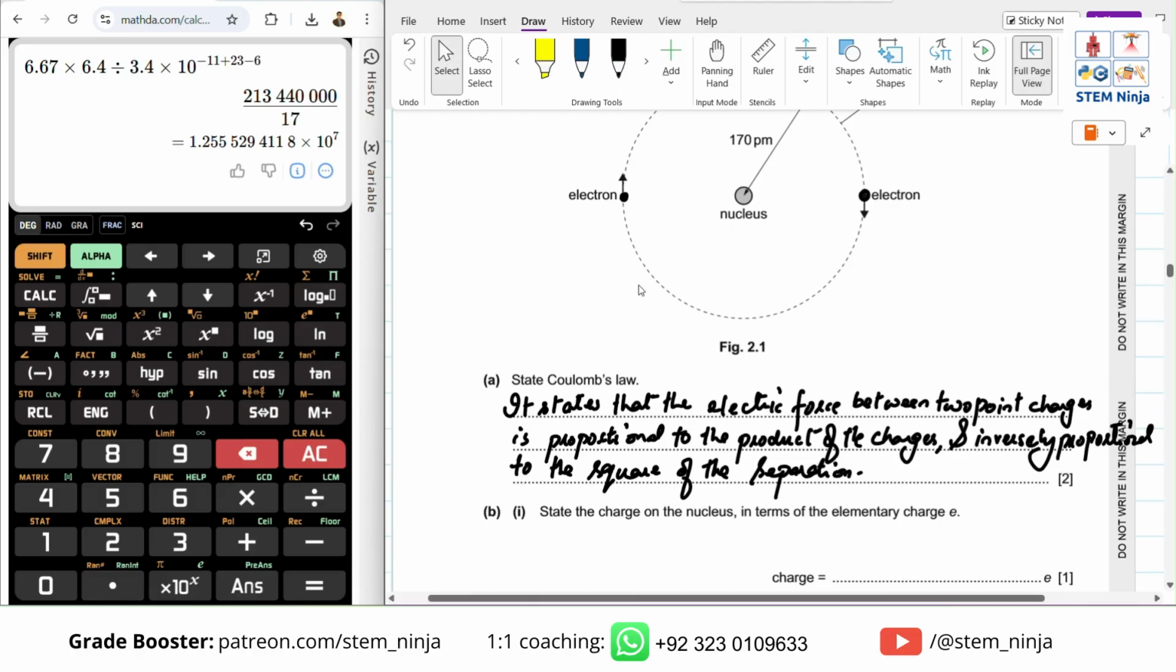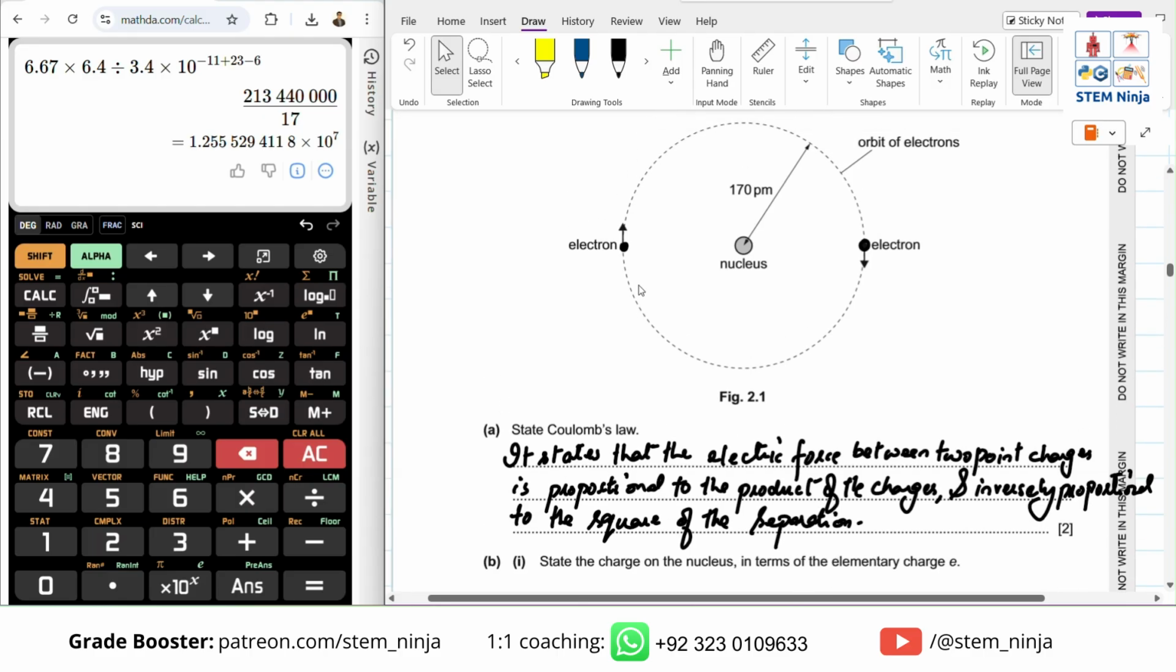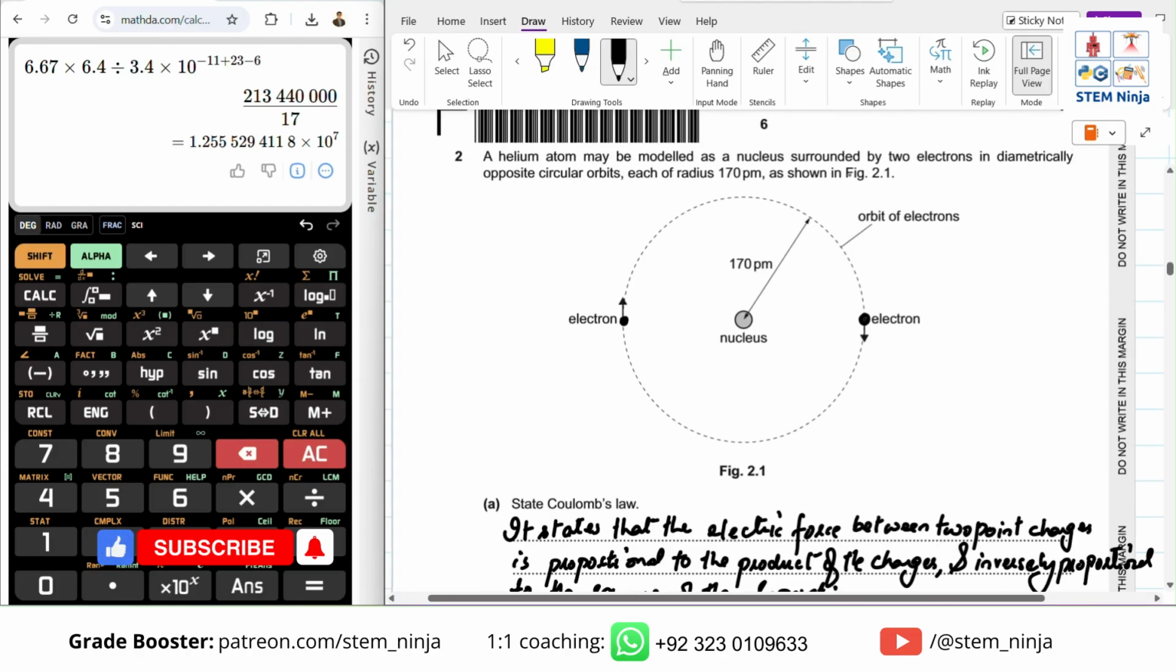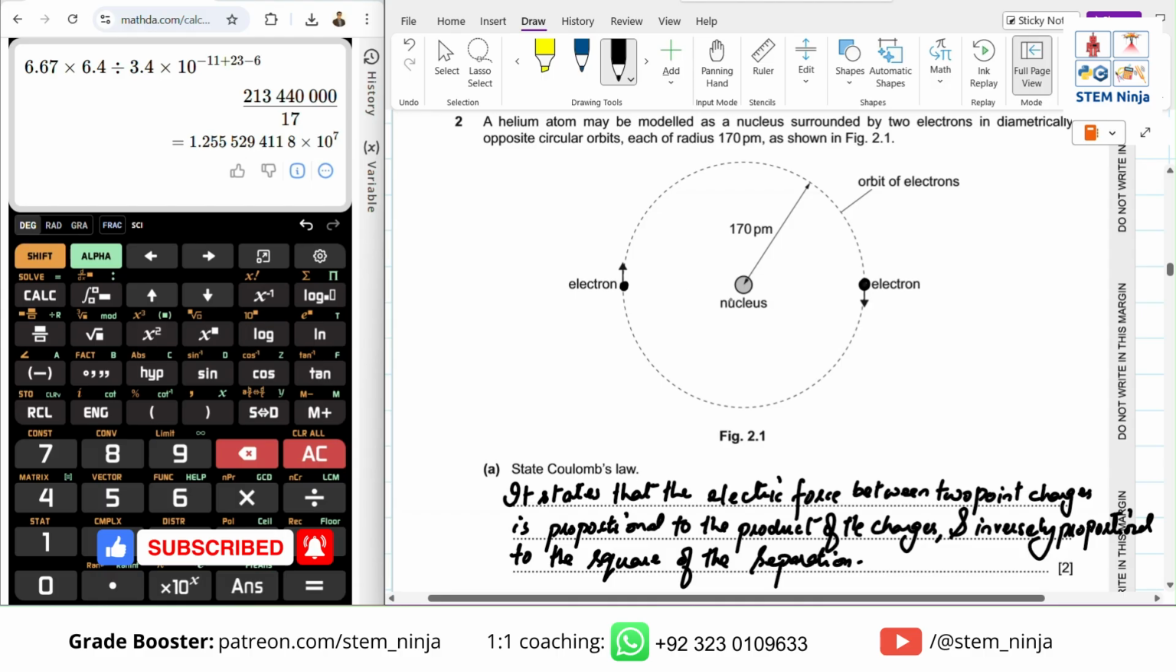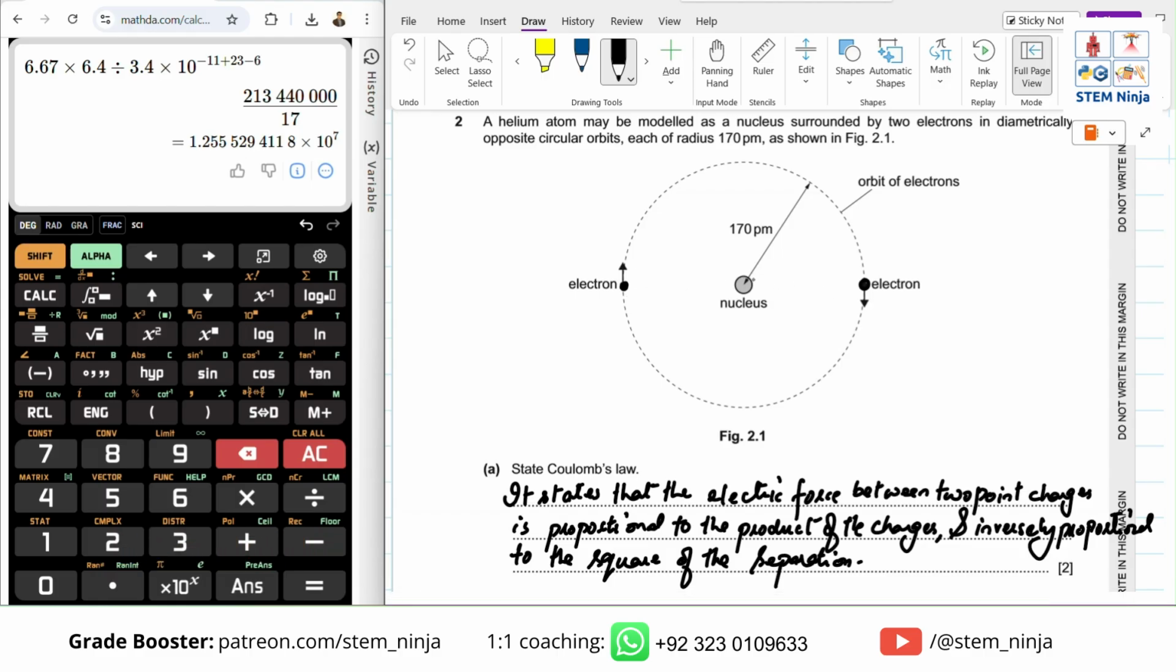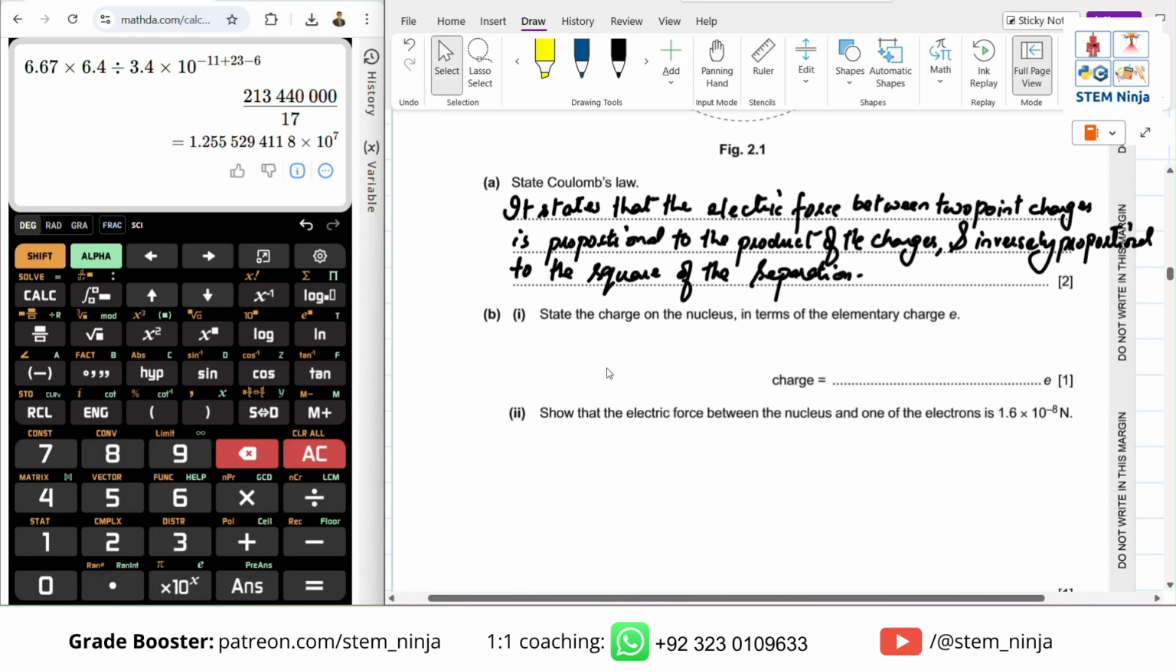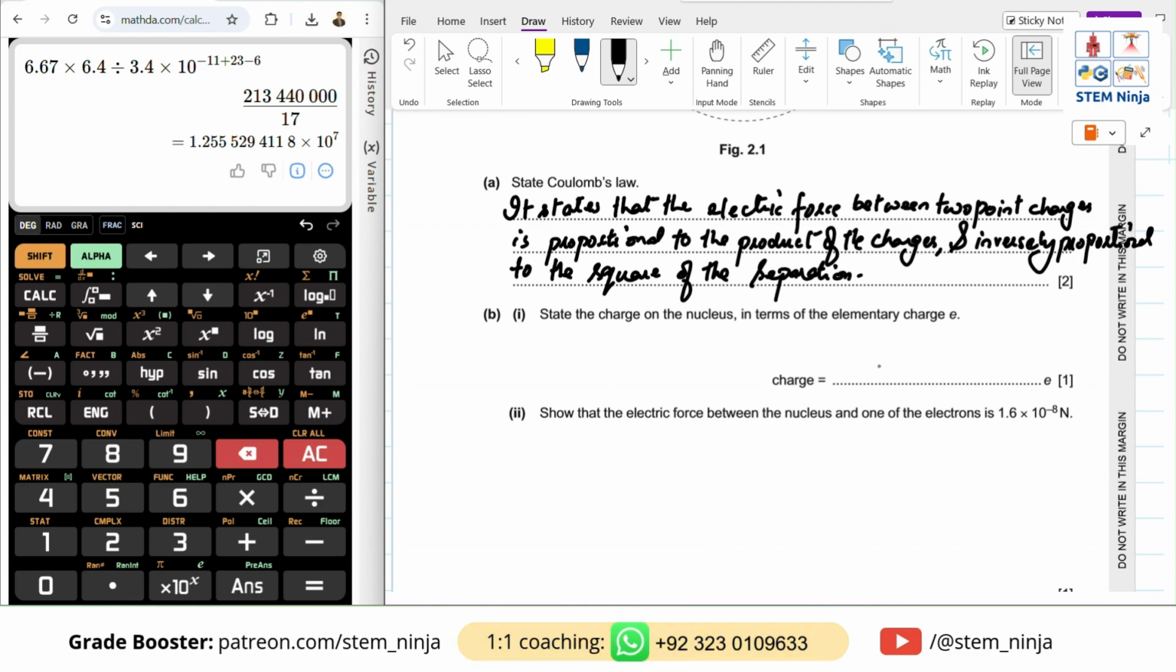Now, state the charge on the nucleus in terms of the elementary charge. First off, we know that this is a neutral atom. So the total charge on the electrons would be equal to the total charge of the protons in the nucleus, but opposite charge. So that would be just 2e, plus 2e.